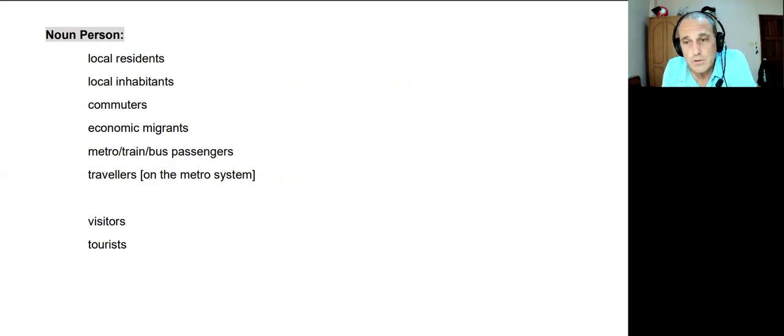Another thing that I always encourage people to do is to try and use noun person. So avoid the informal you can do this, you can do that. Always tell us whom you're actually talking about. Are you talking about local residents? Are you talking about local inhabitants? Are you talking about commuters? Are you talking about passengers on a particular form of transportation? Are you talking about visitors to the city? Are you talking about tourists? So don't forget to use your noun person, particularly in part 1 and in part 3.